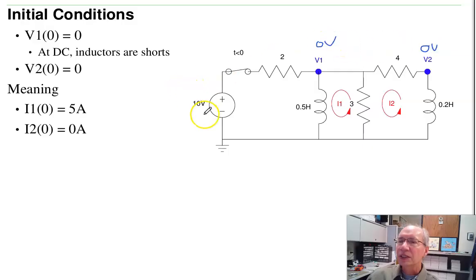And then the current. I've got 10 minus 0 over 2, 5 amps flowing. All that current goes through the inductor by current division. That's 0 ohms. So I1 of 0 is, do it this way. Current through that inductor is 5 amps. Current through this inductor is 0 amps. And that tells you I1 of 0 and I2 of 0.